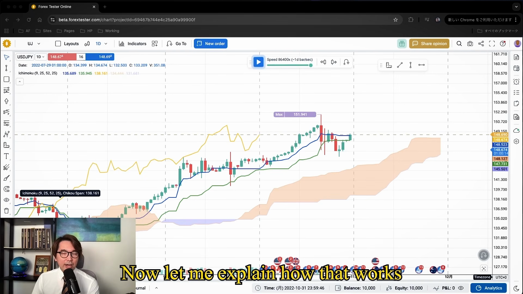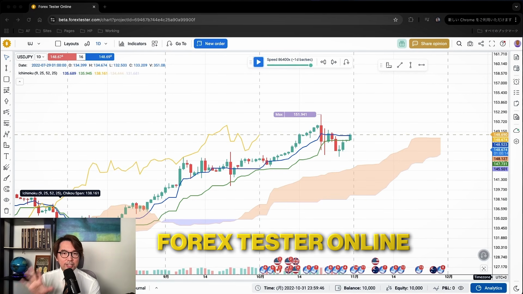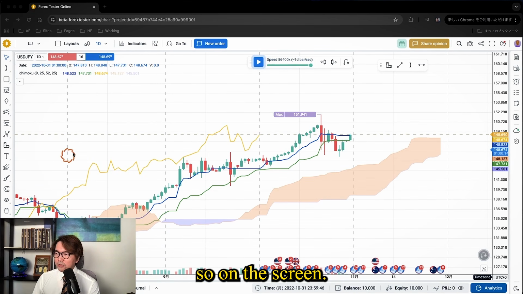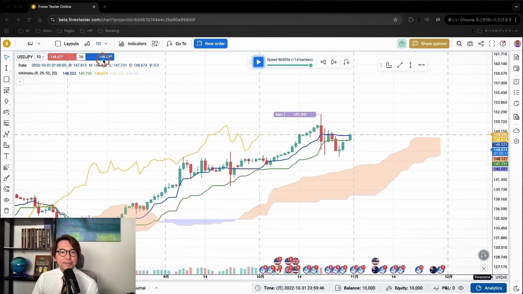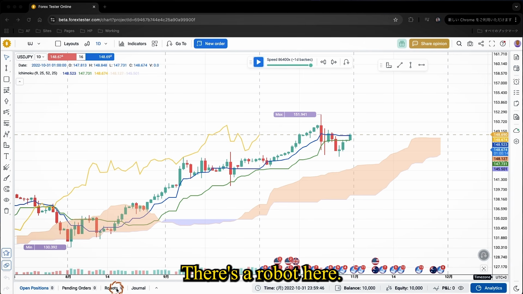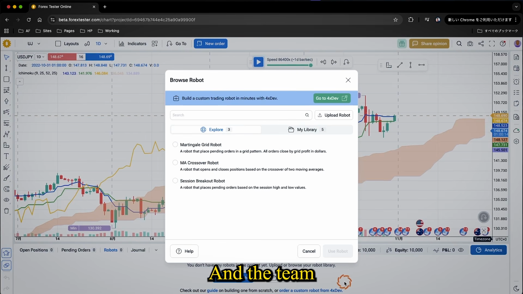Now, let me explain how that works by using Forex Tester Online. So on the screen, this is USDJPY. The market has been up and the price is now looking sideways. And this is the daily time frame. And let me apply the robot first. So I go to the robot down here. Let me hide my screen. There's a robot here, and the team made a robot for me already, and I have been testing the robot.